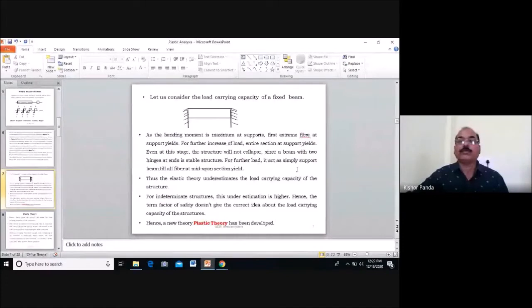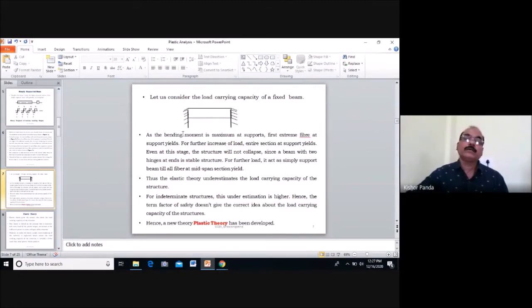Because the hinge formation takes place at the fixed end, with further increase of load, yielding of the mid section takes place. And for further load, it acts as a simply supported beam till all fibers at the mid section yield.